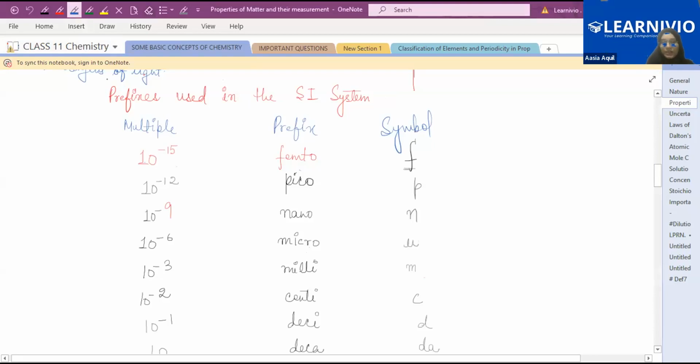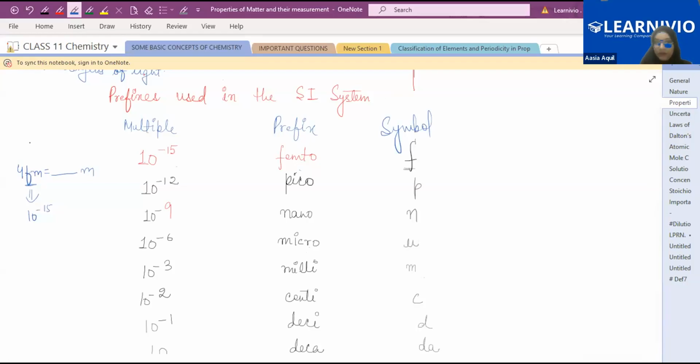If in a question they give you something like 4 femtometer, how many meters are there? The word femto refers to 10 raised to the power minus 15. So if you have to convert this femto unit into meters, we just multiply it by 10 raised to the power minus 15. So 4 femtometer means 4 into 10 raised to the power minus 15 meter, right?